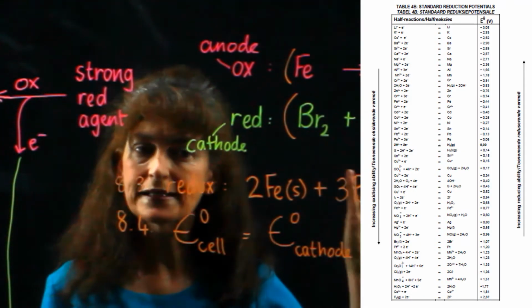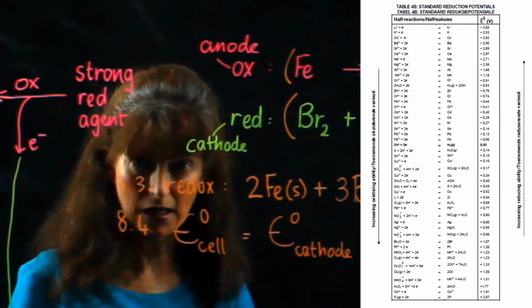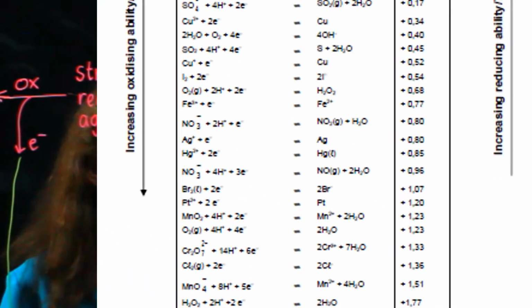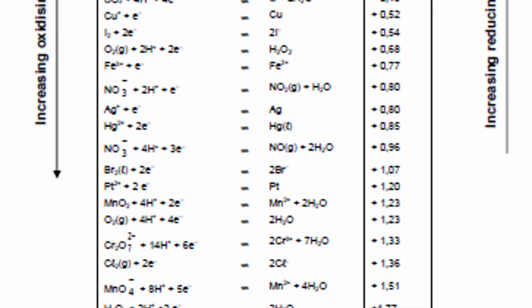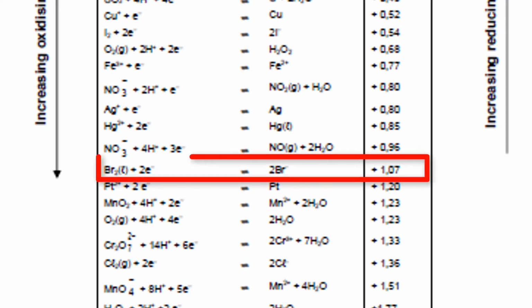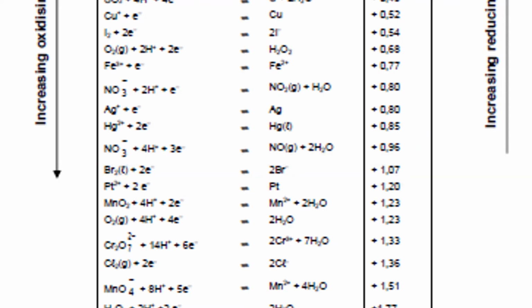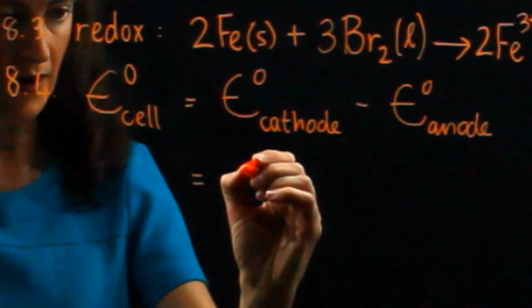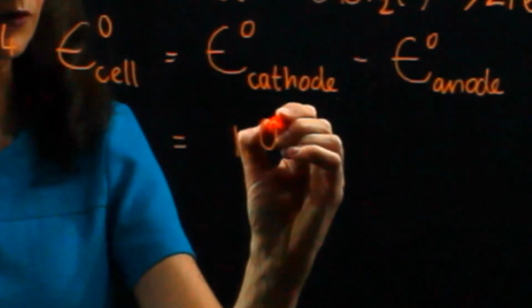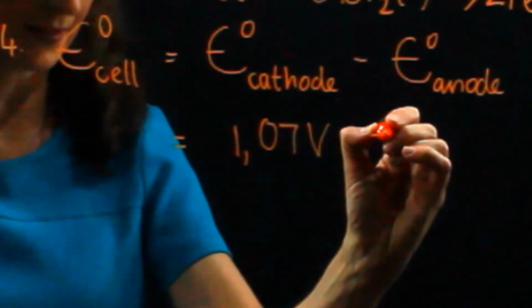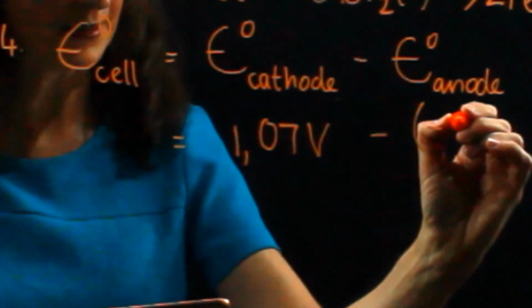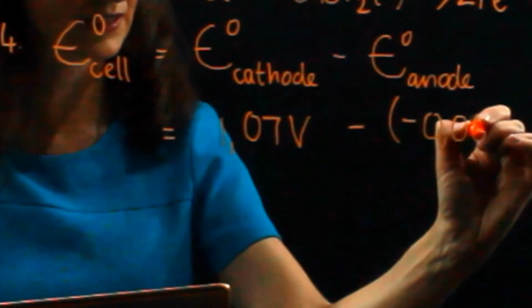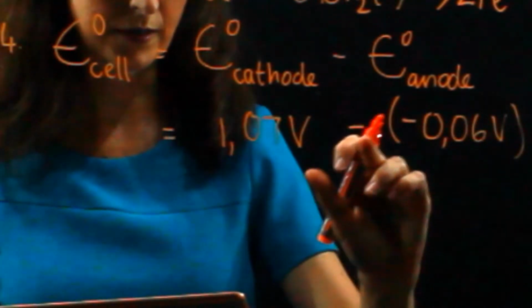So what do we do? We simply go to our standard reduction potential table and we find the standard potential of the bromine cathode. And from that we subtract what we find for the iron. Make sure that it's the Fe and Fe3+ line within the table. From the table we find that this value is 1,07 volts and this one is minus 0,06 volts. Watch what I did with the signs.